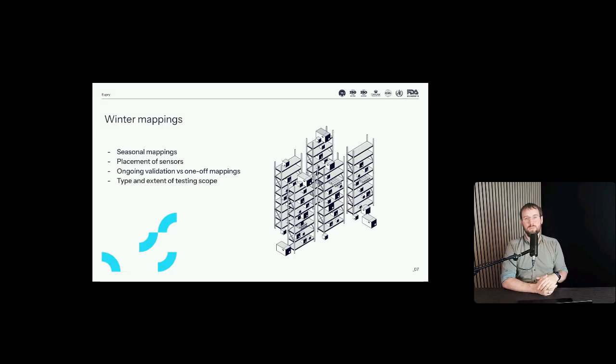Winter mappings do also pose a challenge, one could say, in terms of defining the type and the extent of the testing scope. So what is the testing scope? The testing scope is basically what extent of testing we need to perform during mappings. That could be in terms of duration. It can be in terms of the different types of tests to perform. And often that is related to another topic, which is when is winter, and we'll get into those considerations in just a short while.